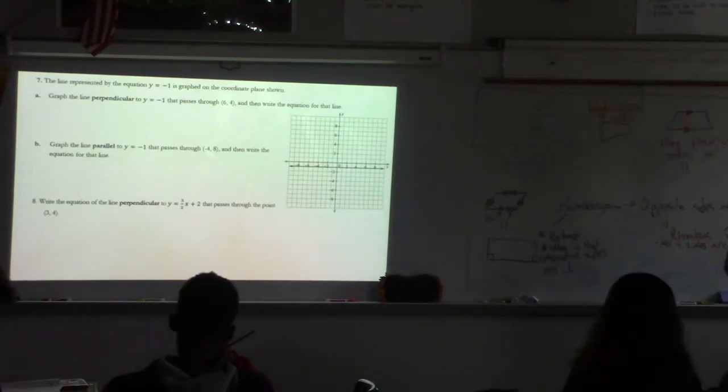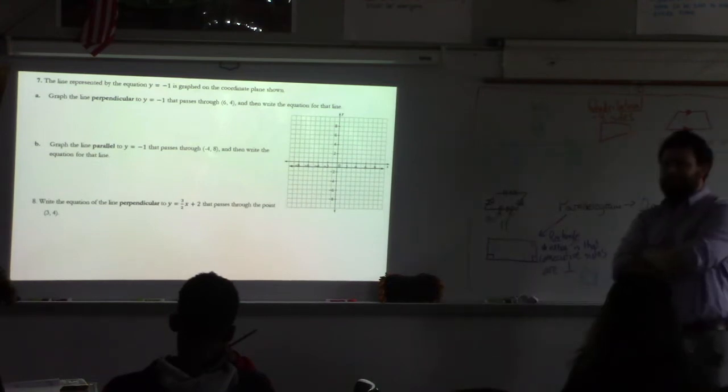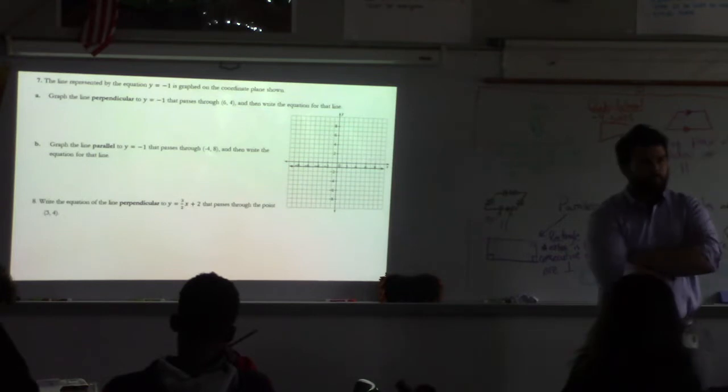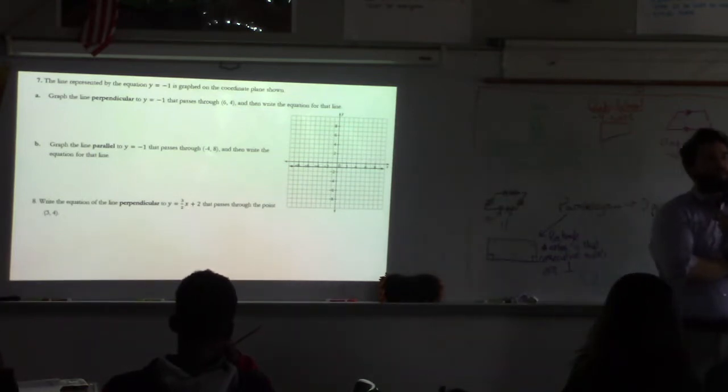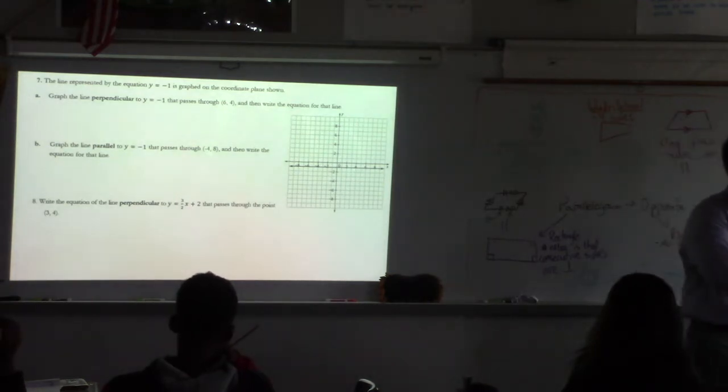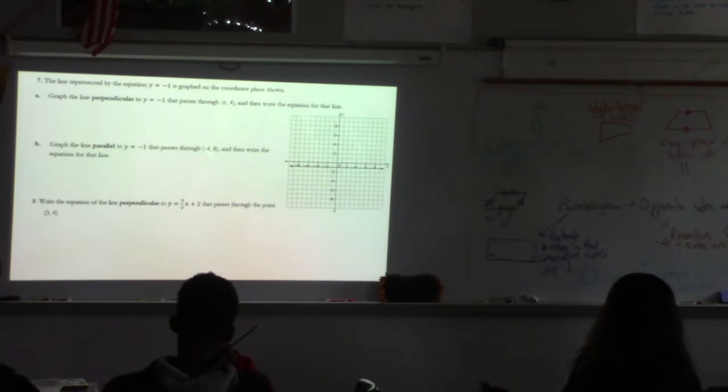Number 8 says write the equation of the line that is perpendicular to y equals 3 halves x plus 2. So first off, I know it's asking perpendicular here, but I want to clarify. If we're looking at parallel lines, what do we know about those lines?